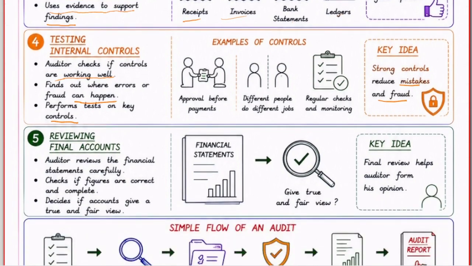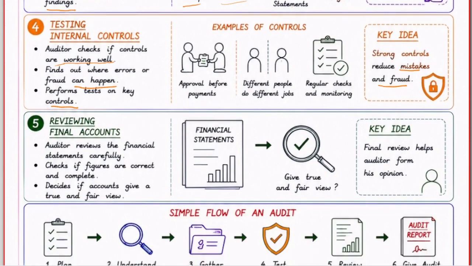And the last phase is reviewing final accounts. Okay, auditor reviews the final statement and carefully checks if figures are correct and complete, decides if accounts give a true and fair view. So this is like stage 6.